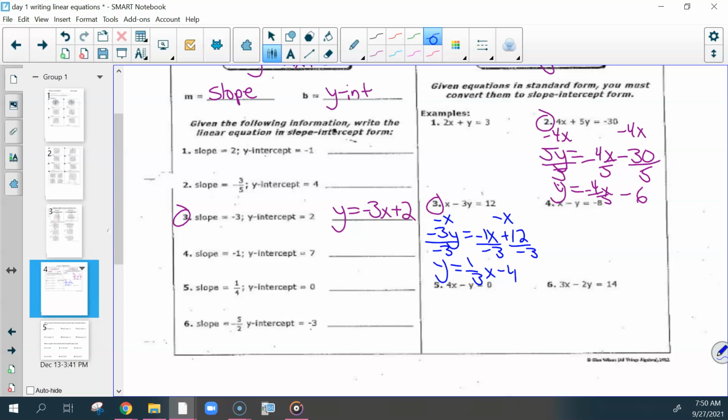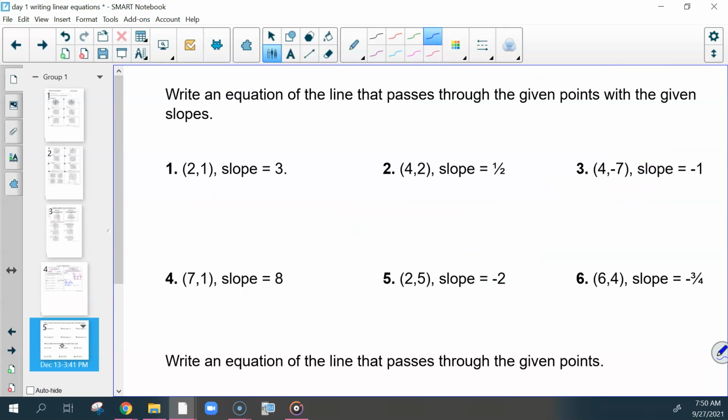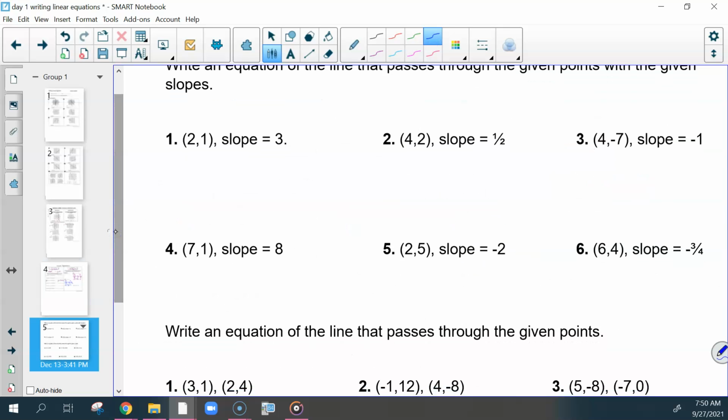If you've not done the slope part of math, there is more practice on that, so definitely make sure you do that. Let's move on to the side page.